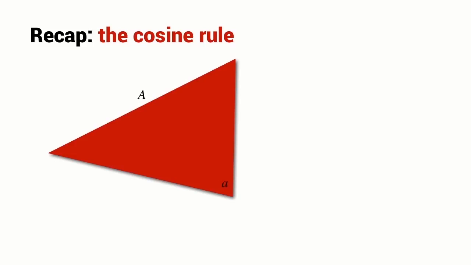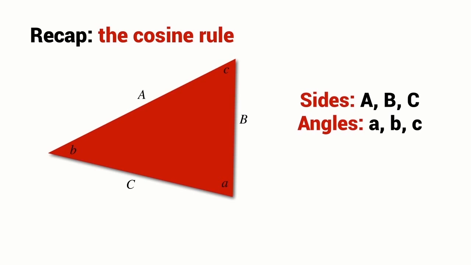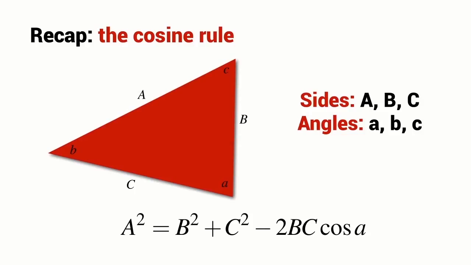We're going to label the length of this edge as A, and the angle opposite that edge we're going to label as little a. And we do the same for this edge and this angle, and this edge and this angle. So altogether, the sides are labelled capitals A, B, and C, and the angles are labelled little a, little b, and little c. So the cosine rule is simply this relationship here. It's a bit like Pythagoras' theorem, except for this extra term on the end with the cos A in it.